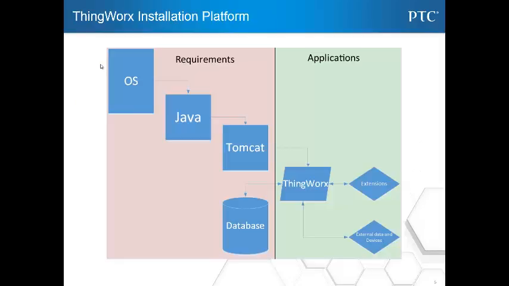Here we see the basic ThingWorx installation platform with the OS, Java installed on top of that, Apache Tomcat installed on top of Java, a database, and finally ThingWorx installed on top of those. Extensions and external data devices can be connected directly to ThingWorx.